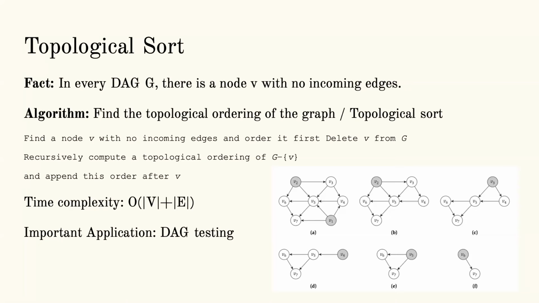And there is an important application for topological sort. We can use it for DAG testing. So when you are given a directed graph, you can use a topological sort to test if there is a cycle within the graph. So if it is not a DAG, then you can definitely find that at some point of sorting, there are no nodes with no incoming edges. But if it is a DAG, then you can definitely use the algorithm to traverse until the very last node of the graph.